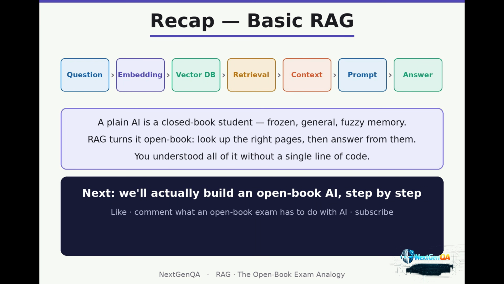Recap and closing. Alright friends, let us bring it all together. A plain AI is a closed book student working from frozen general fuzzy memory, and it guesses confidently when it hits a gap. Those confident wrong guesses are hallucinations. RAG turns that closed book student into an open book student.